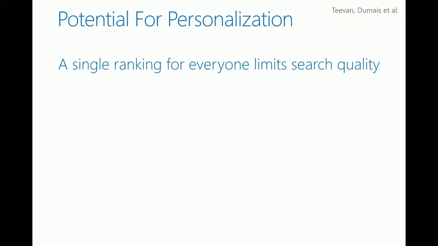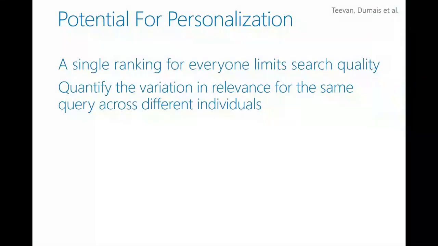And so what I want to talk about today is the fact that if, as a web search provider, you have a single ranking for every person at every point in time, that fundamentally limits the quality of that search experience. Okay, and what I will describe in a minute is how we can quantify the variability that different people have when they issue the same query. So how many people looked up news today?